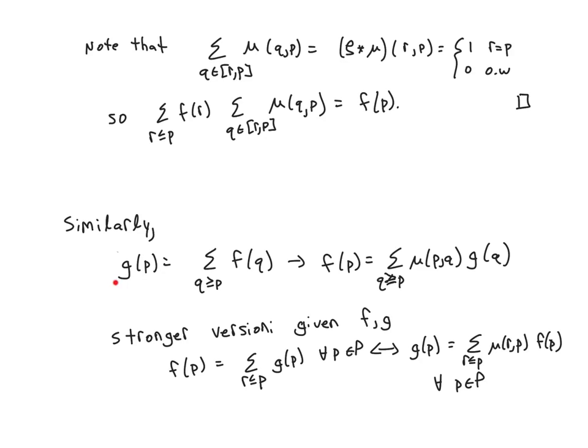Similarly, you can actually put all the inequalities the other direction and the result still works. If you define g of p to be the sum over all q greater than p, f of q, then f of p is actually the summation over all q greater than or equal to p, mu of pq, g of q.